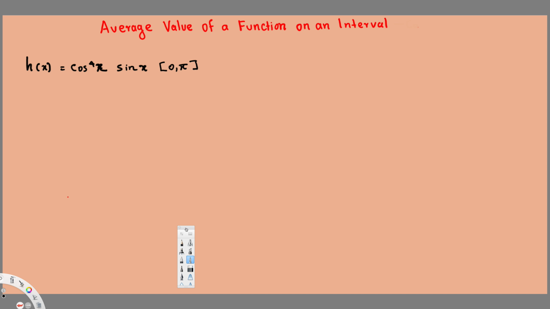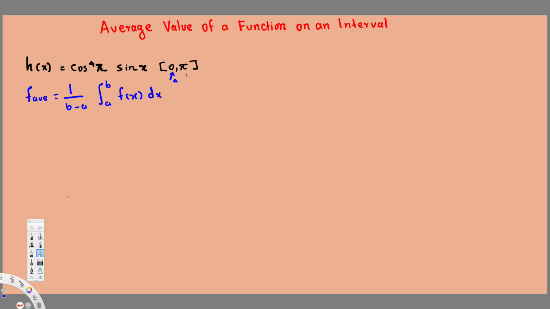Let's do this problem right here. The question is asking to find the average value of the function on an interval using calculus. So here we are going to use this formula, that is f average is equal to 1 over b minus a, integral a to b, f of x dx. Here a and b are these values. This is a and this one is b. This is what we are going to substitute to find the answer.